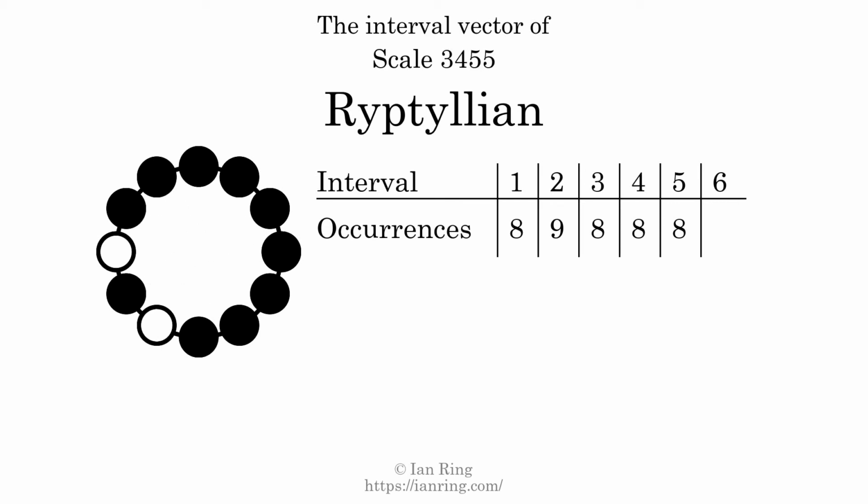There are 8 intervals with the size of 5 semitones. They are here, here, here, here, here, here, here, and here. There are 4 intervals with the size of 6 semitones. They are here, here, here, and here. Each interval does not appear in this scale a unique number of times, so this is not a deep scale.